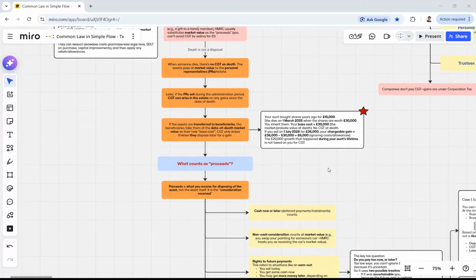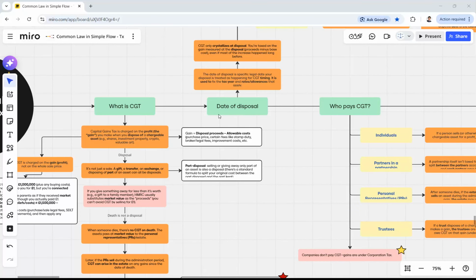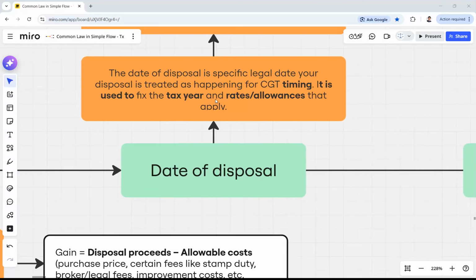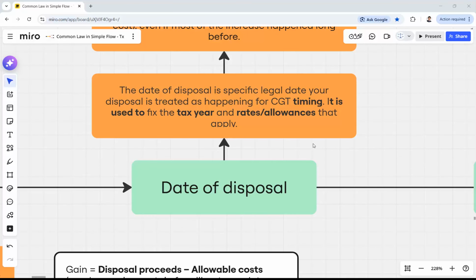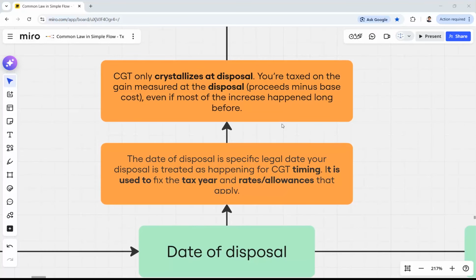Okay, now let's go back to the beginning. Date of disposal. The date of disposal is the specific legal date your disposal is treated as happening for capital gains tax timing. It is used to fix the tax year and the rates and allowances that apply. CGT only crystallizes at disposal. You are taxed on the gain measured at the disposal, proceeds minus the base cost, even if most of the increase happened long before.